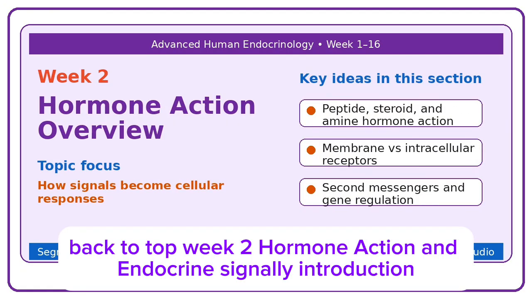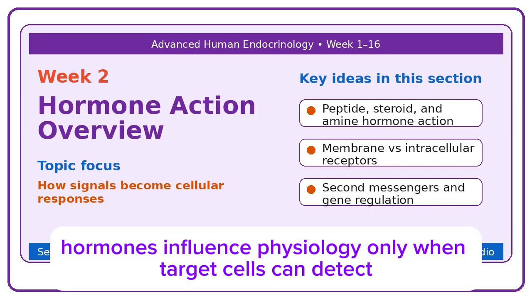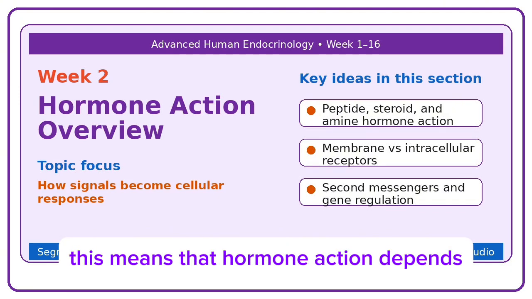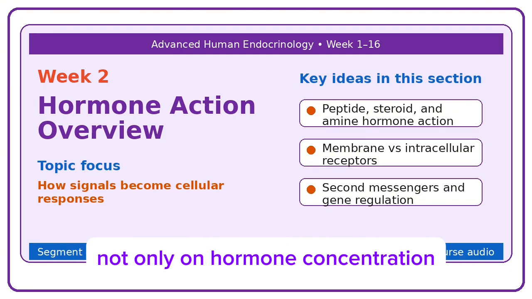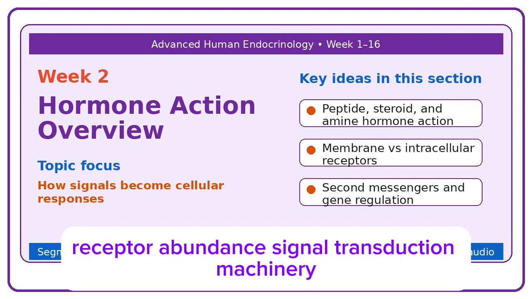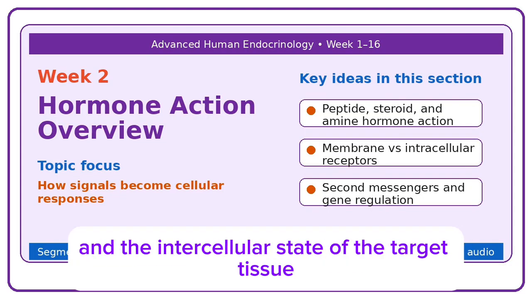Back to top. Week 2. Hormone action and endocrine signaling. Introduction. Hormones influence physiology only when target cells can detect, transduce, and interpret their signals. This means that hormone action depends not only on hormone concentration, but also on receptor type, receptor abundance, signal transduction machinery, and the intracellular state of the target tissue.